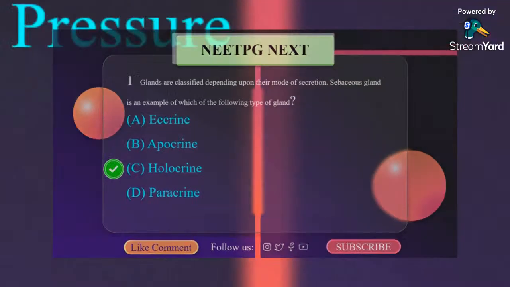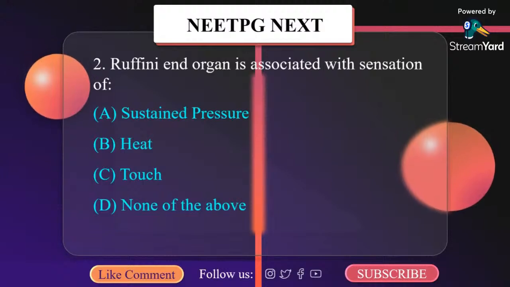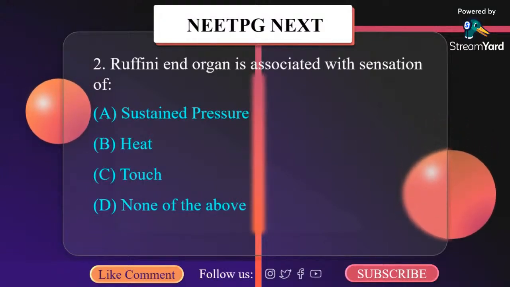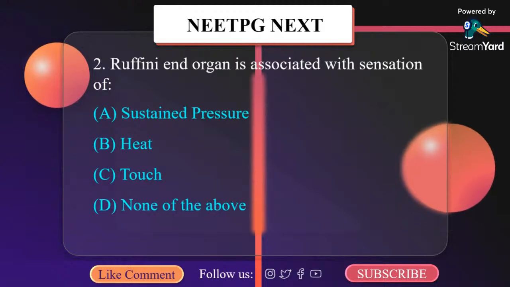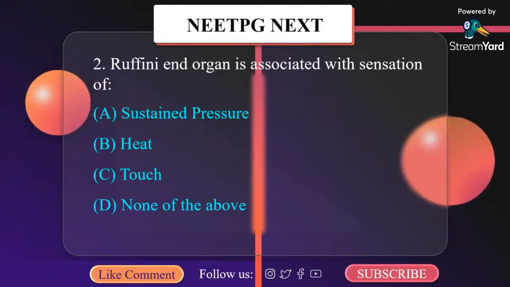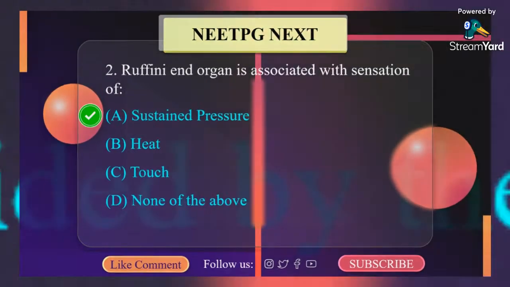Moving to the next question. Ruffini's end organ is associated with sensation of A. Sustained pressure, B. Heat, C. Touch, D. None of the above. It is A. Sustained pressure.